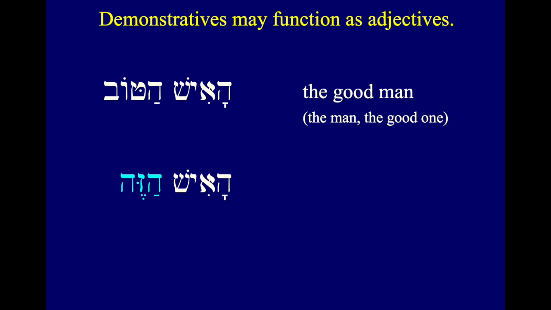Ha-ish ha-zeh is the man, this. Zeh is our demonstrative, right? Our masculine singular demonstrative. Zeh, and then zot for feminine singular, and ela for common plural. So ha-ish ha-zeh, the man, the this. This man. Ha-ish ha-zeh, this man.